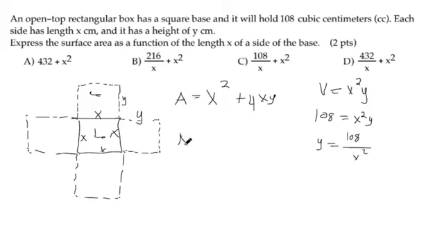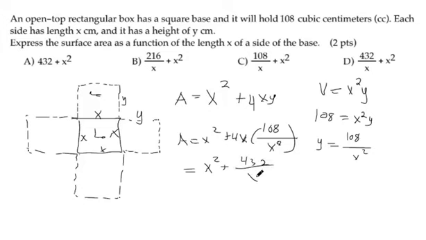So when you plug that into this equation, we've got 108 over x squared. And then when you simplify, 4 times 108, I think that's 432. And then we have an x in the top and an x in the bottom that cancels out. So that's what it is when you simplify it. So that's this one over here.